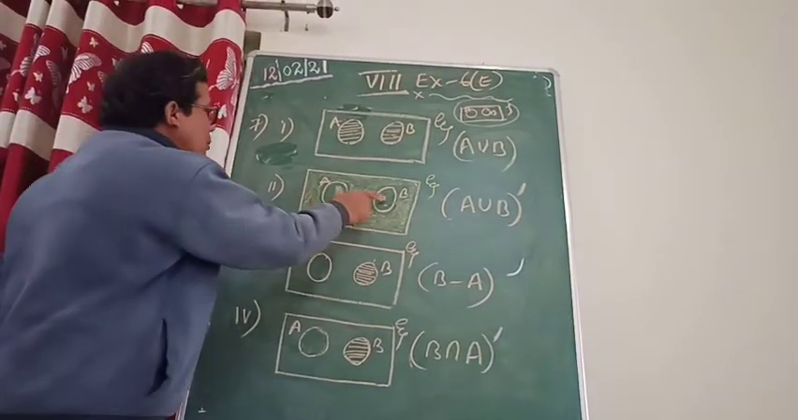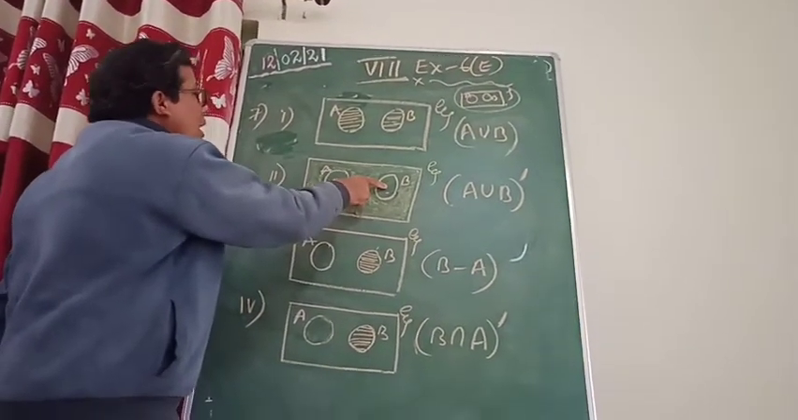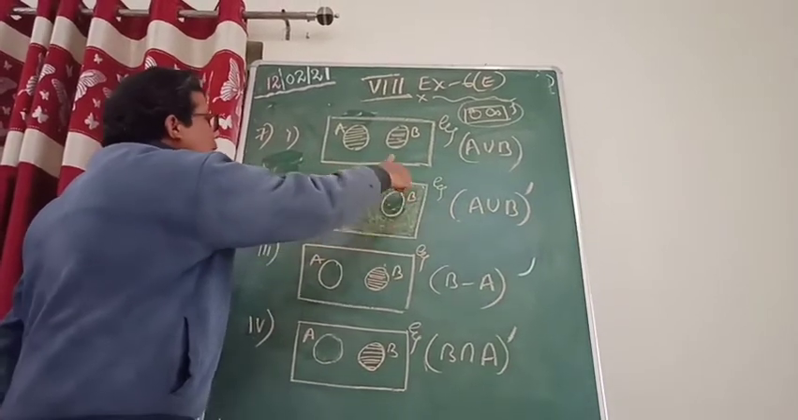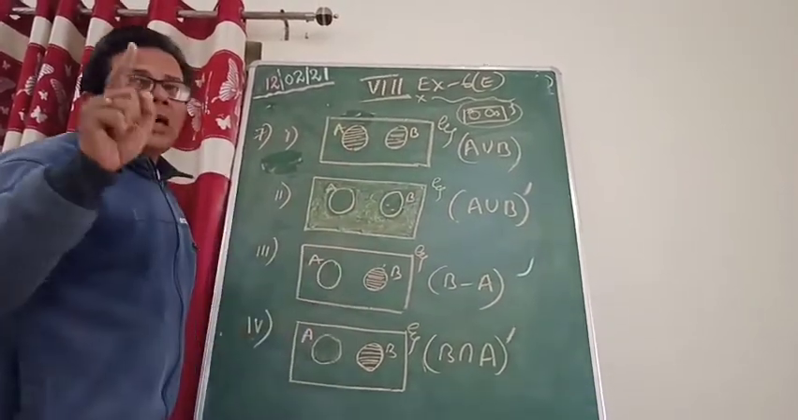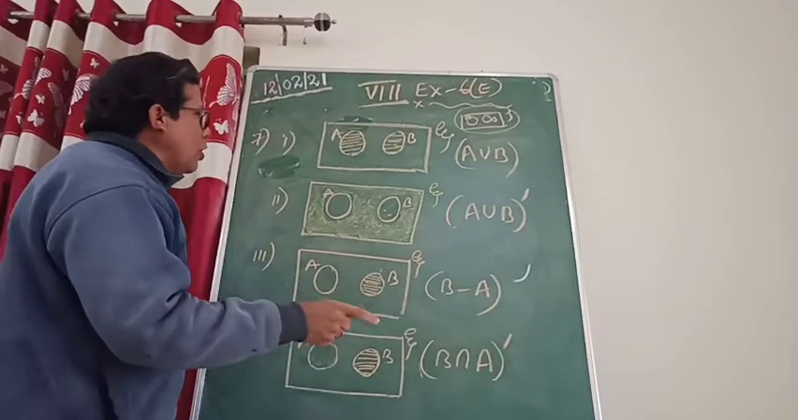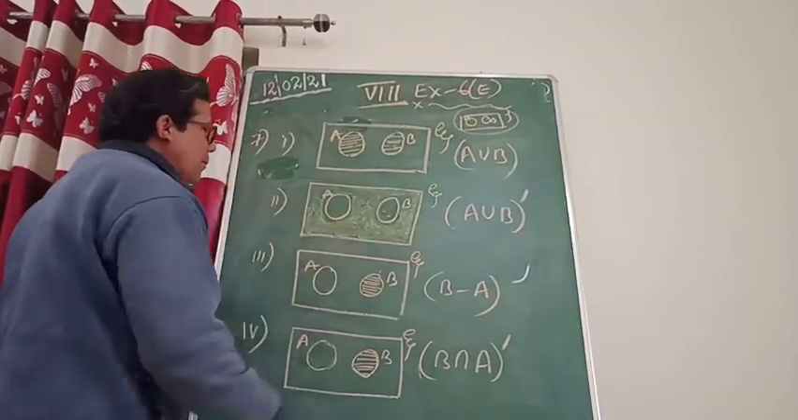So this is A and this is B. These are the elements of A and B. Except these elements, all elements present in the universal set are called A union B complement. So A union B complement is the remaining part of it.